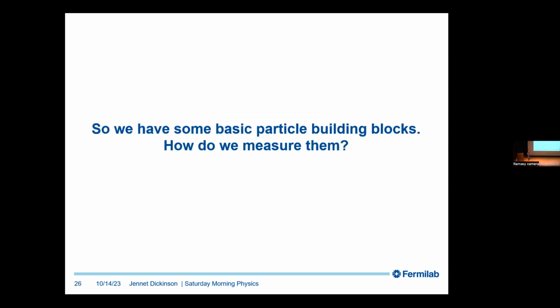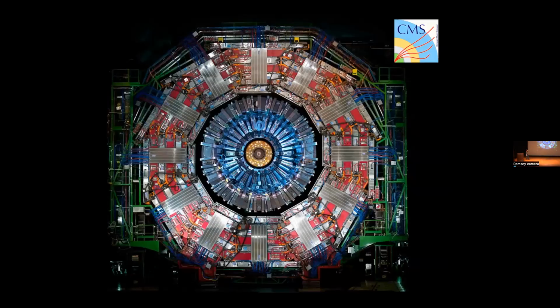Right, folks. I'm going to keep going. So the next part of this talk is, now that we have these basic particle building blocks, we actually measure them. We need to be able to identify them, and we need to be able to measure their properties with our detector. So the answer to that is extremely complicated, and this is a picture of it.